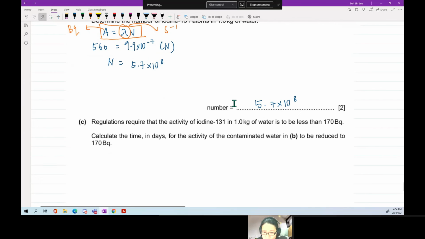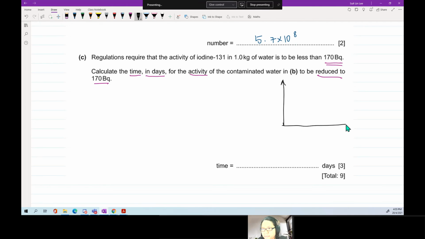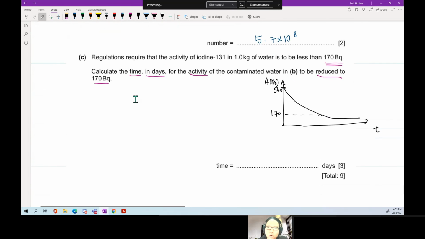So regulations require the activity of iodine 131 to be less than 170. Calculate the time in days for the activity to be reduced to this much. Okay, so in my brain, I already see a graph. This is my graph: activity and time. In the beginning, this is 560, activity in becquerel. So eventually I need it to drop to 170. If not, we cannot open the water pipe. You and I know water, we use 1 cup of water to brush teeth. Very sad. So we need to go down to 170 before we can use it.